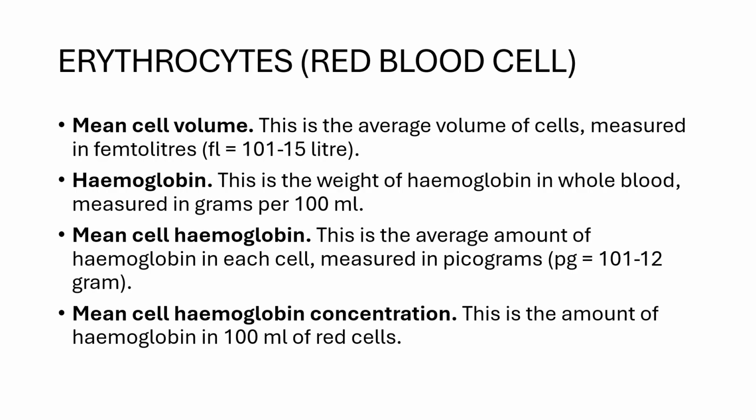The hemoglobin is the weight of the hemoglobin in whole blood, measured in grams per 100 ml. Mean cell hemoglobin is the average amount of hemoglobin in each cell, measured in picograms. The mean cell hemoglobin concentration is the amount of hemoglobin in 100 ml of red cells. All this is for you as a nursing student to just have an idea of a blood sample result when it's out.